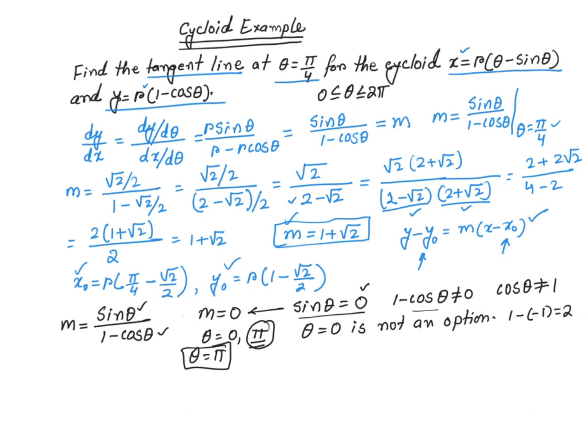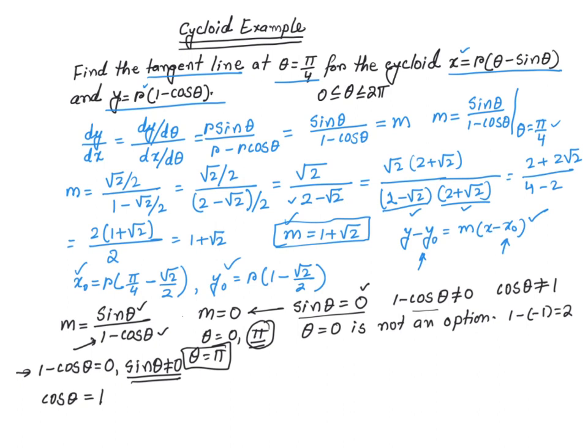Now, similarly, we can find the vertical slope. Vertical slope is going to be when the denominator is 0. So that means 1 minus cosine of theta is equal to 0. But we need to make sure that at that time, for that theta value, sine of theta is not equal to 0. Why? Because we don't want to be in a situation where we are doing 0 divided by 0. So that's why we have this additional condition to make sure that the numerator is not 0, but the denominator is 0. So cosine of theta is equal to 1.